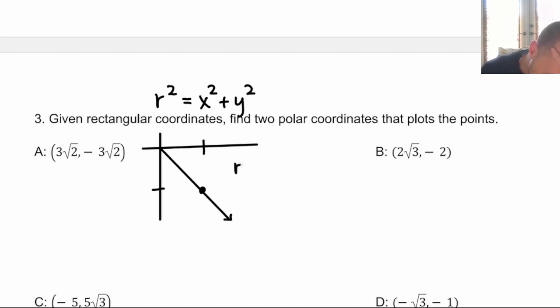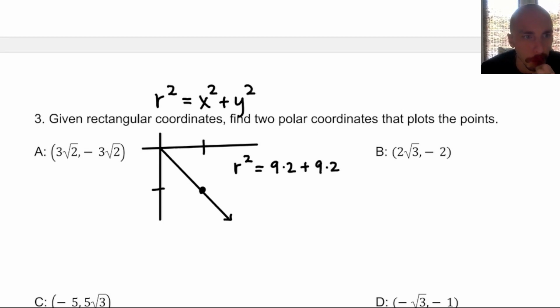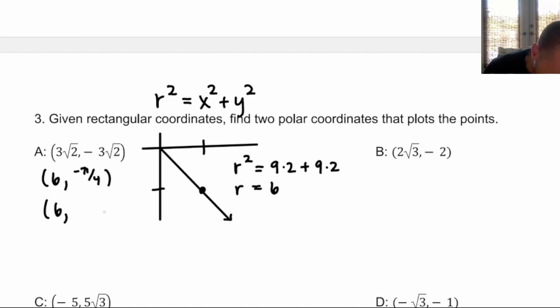So r squared equals x squared. If I square 3 root 2, I'm going to get 9 times 2. Plus, if I square negative 3 root 2, I'm going to get another 9 times 2, and it will be positive because negative times negative is positive. And so 18 and 18 is 36. R squared equals 36. Let's just go with r equals 6. So r equals 6, theta equals negative pi over 4. And then also r equals 6, and we could just call that same theta spot 7 pi over 4, and we'd be happy, and we can move on.